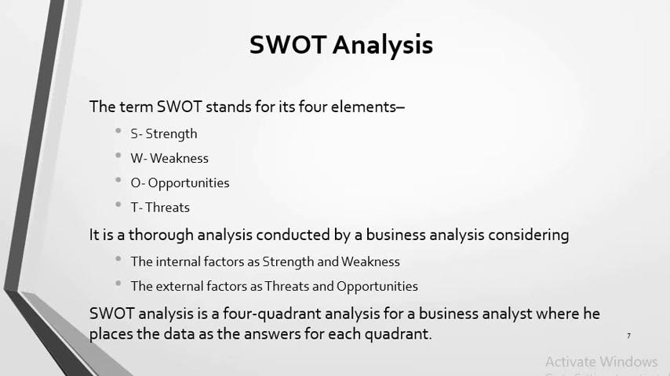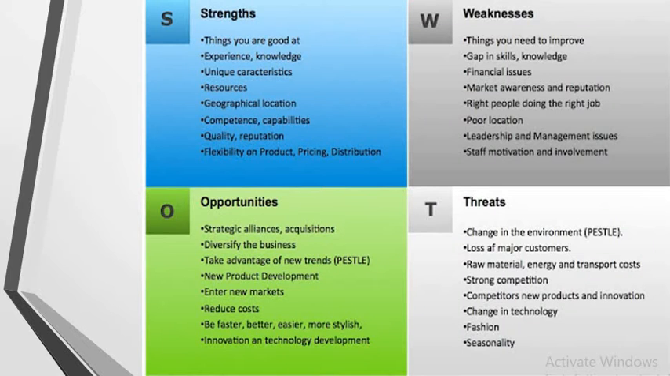SWOT analysis is a four-quadrant analysis for the business analyst, where he places the data of his or her organization as the answer for each quadrant. Like, he writes down the strengths of the organization, the weaknesses of the organization, the opportunities of the organization, and then the threats of the organization. For example, here we have this figure.